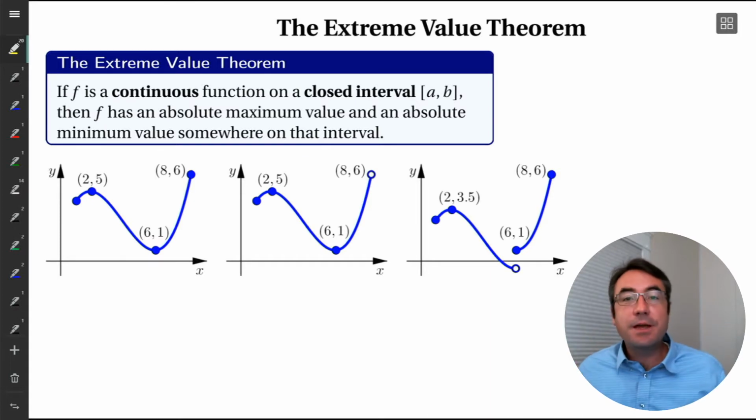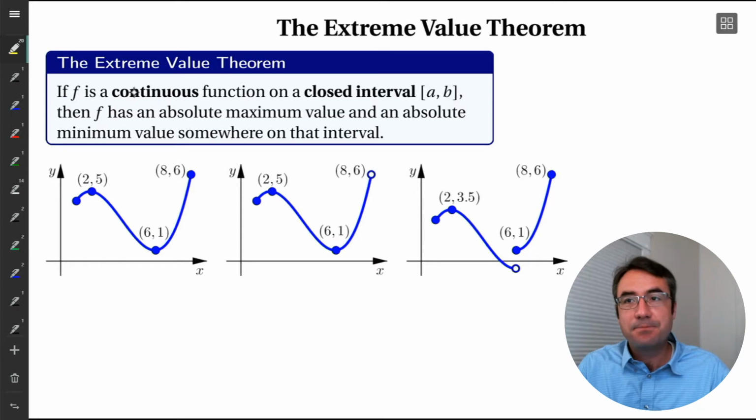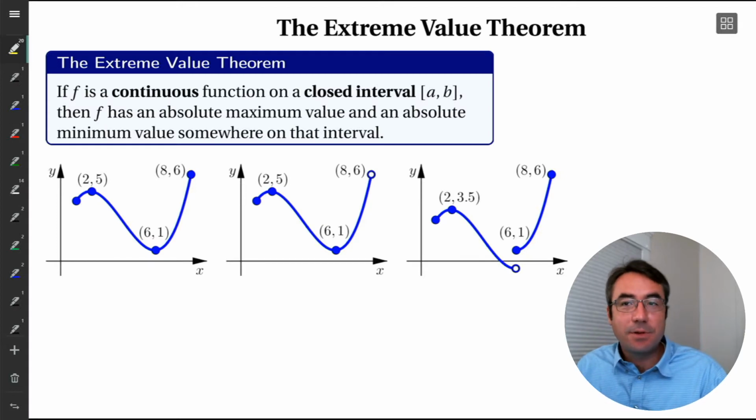So trying to identify where our function has an absolute max and an absolute min is a perfectly reasonable question to ask. And it turns out, if our function's continuous and it's defined on a closed interval from a to b, meaning we're including those endpoints, then it's guaranteed to have an absolute max and an absolute min on that interval. So that's pretty remarkable. Let's take a look at a couple of little examples here.